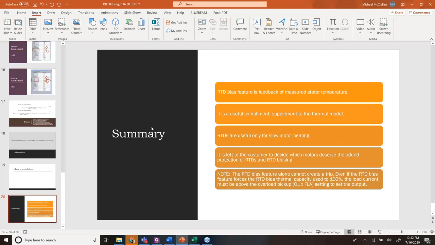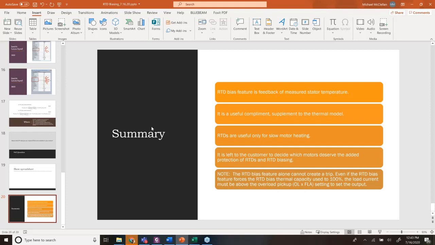We did a little poll, but it's up to the customer, the end user, the water treatment plant, the consulting engineer to make the engineering judgment: compared to the price of the motor and the price of the downtime, when should RTDs and RTD biasing be specified?